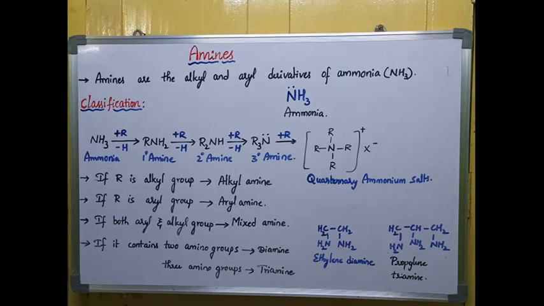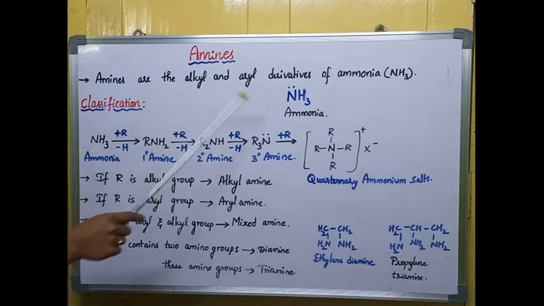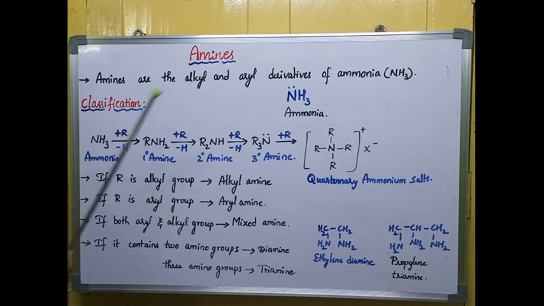Students, today I'm starting the new unit, which is about amines. Let us see the definition first. Amines are the alkyl derivatives of ammonia. Actually, these are obtained from ammonia. If this derivative consists of an alkyl group, we'll say alkyl amine. If it consists of an aryl group, we'll say aryl amine.